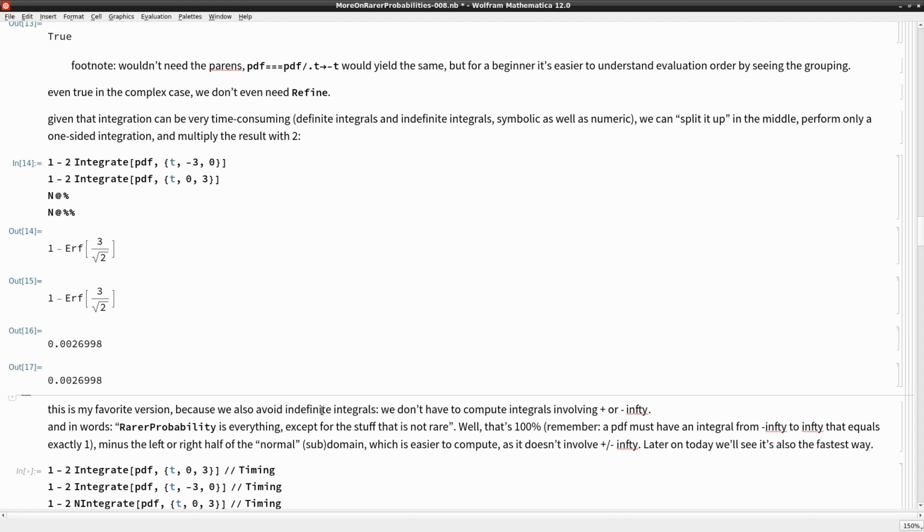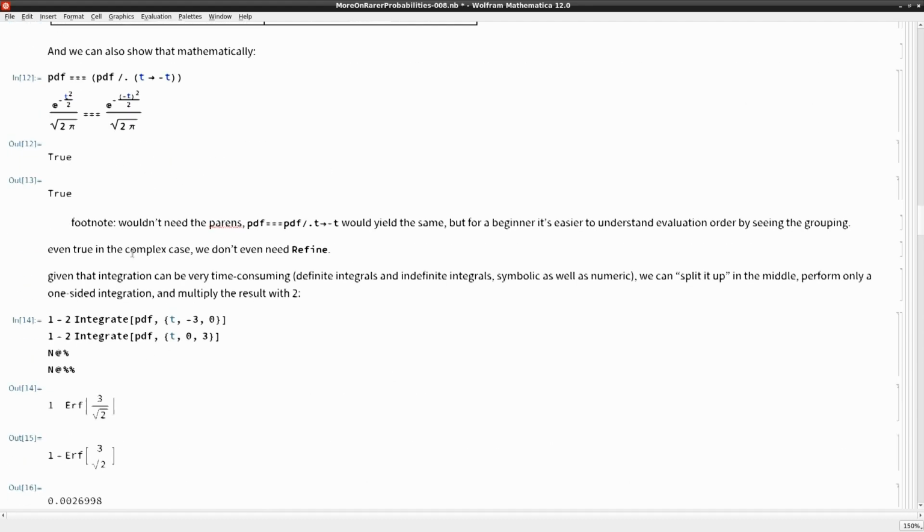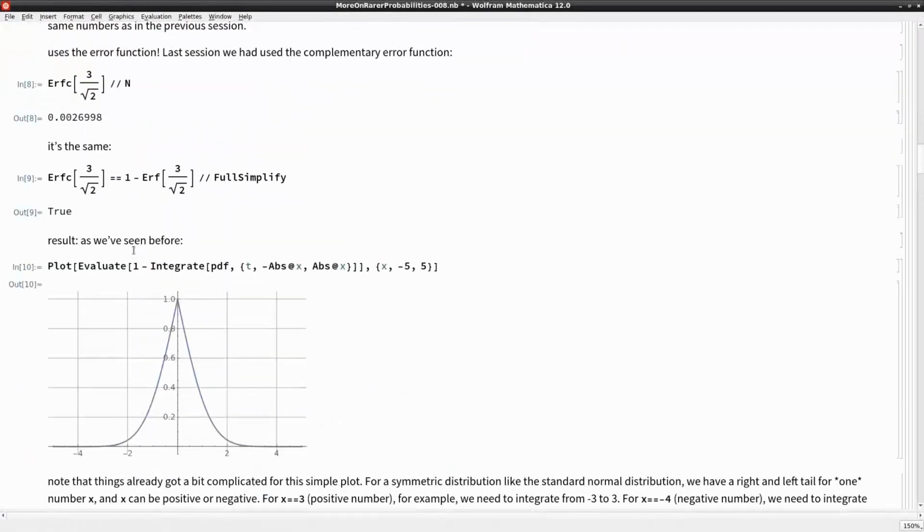We're integrating from 0 to 3 or -3 to 0. No infinities here, and that makes it particularly efficient and particularly fast to compute. So in other words, the way I can describe this is that rarer prob is everything except for the stuff that is not rare. Right? It may sound trivial, but this is the representation of exactly this PDF here that we have.